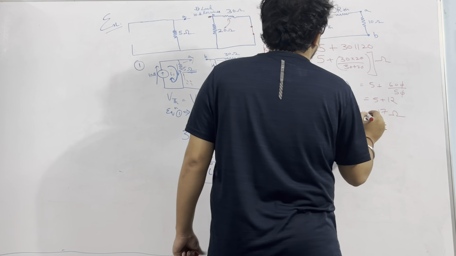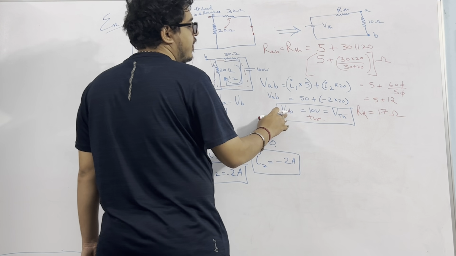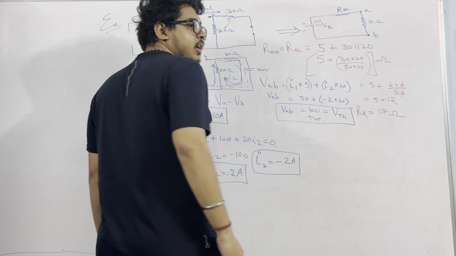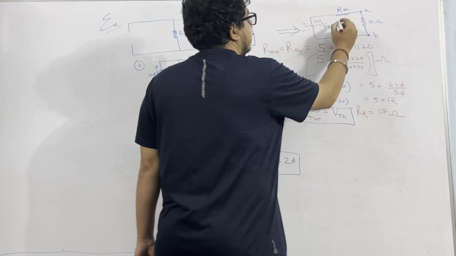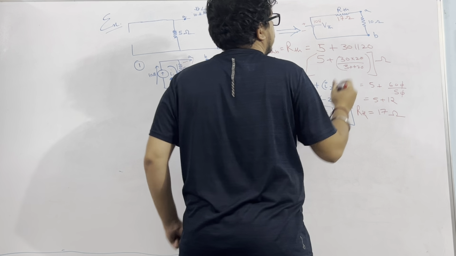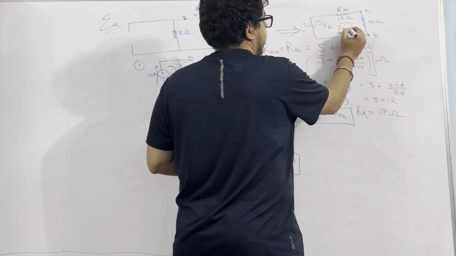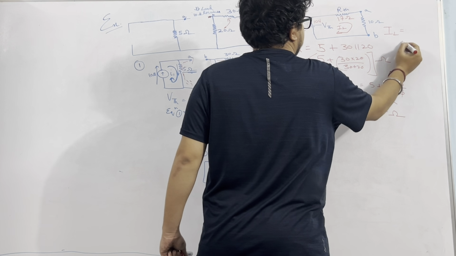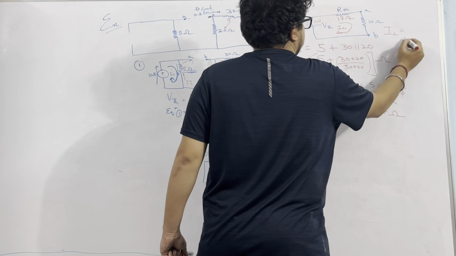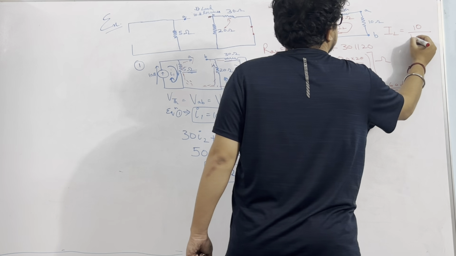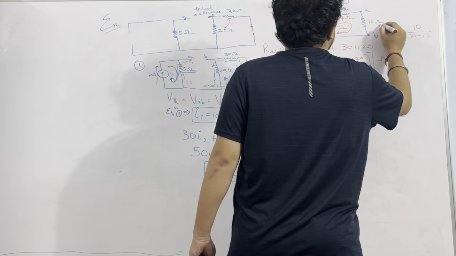So in the resultant circuit, VAB is positive, so A will be at the higher potential. So this will be plus minus 10 volts, and now RTH is 17 ohm. So if I want to know the load current IL, IL will be equal to voltage upon total resistance, 10 plus 7.